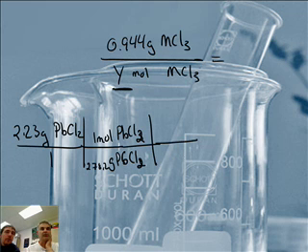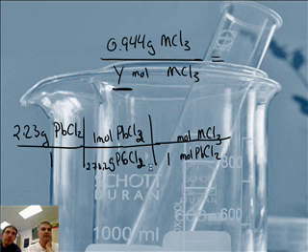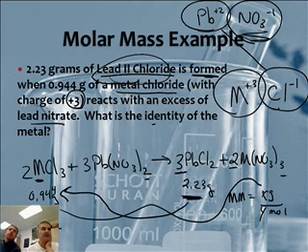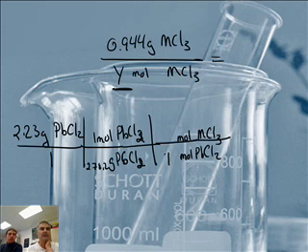Then I'm going to say the mole ratio. So moles of PbCl2 to moles of MCl3. This is a 3, and this is a 2. See, we have to go back and forth. And then we're done. We do not do one more step. Nope, right there.